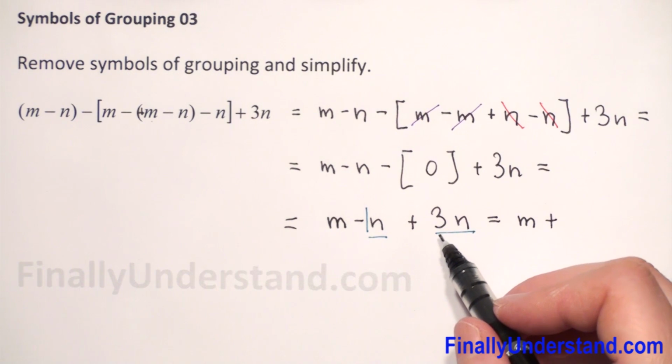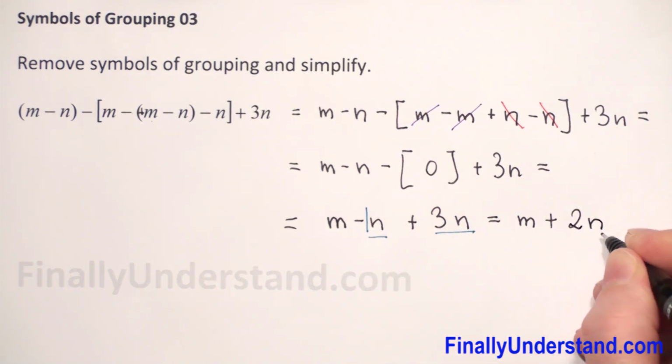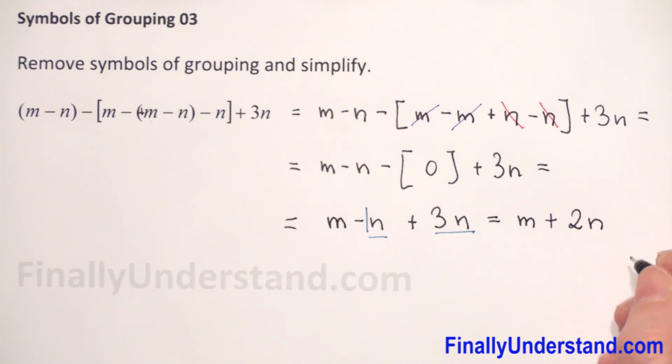And now we have to just subtract. 3 minus 1 is 2. And we have to rewrite. So this is my solution. We have different terms, we cannot do anything.